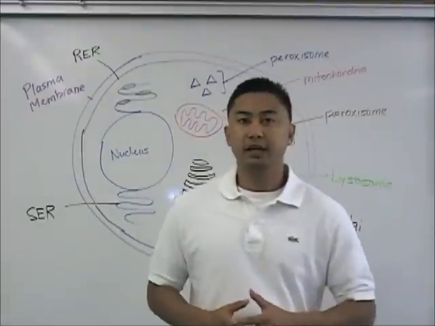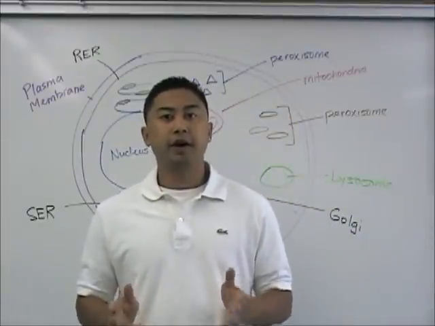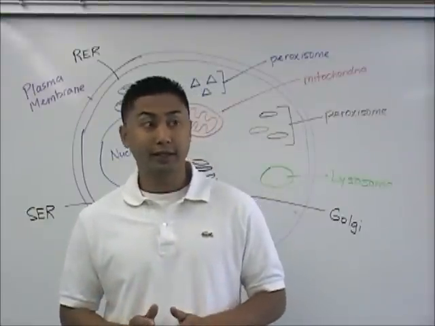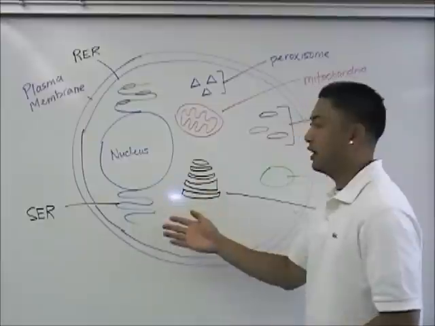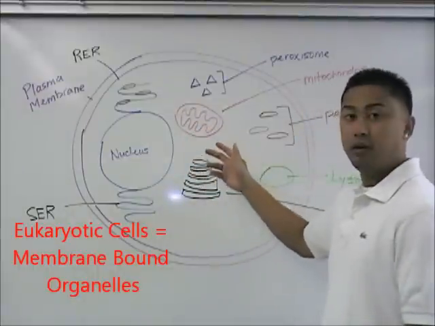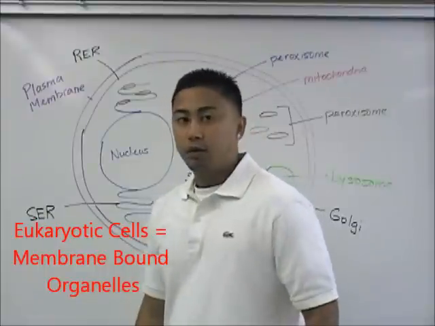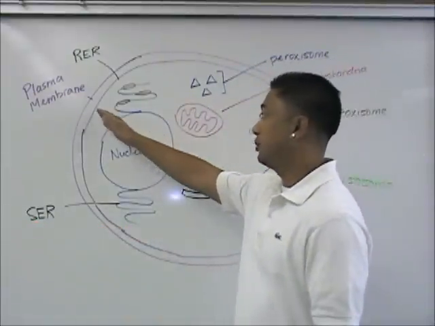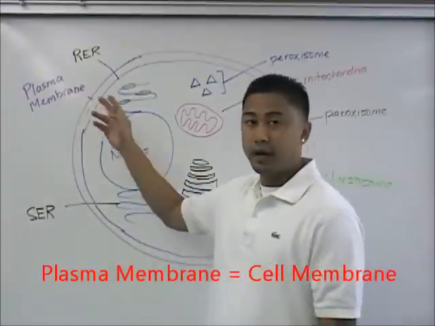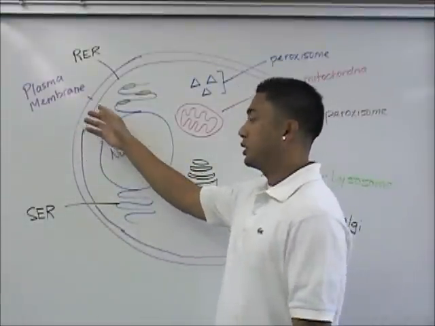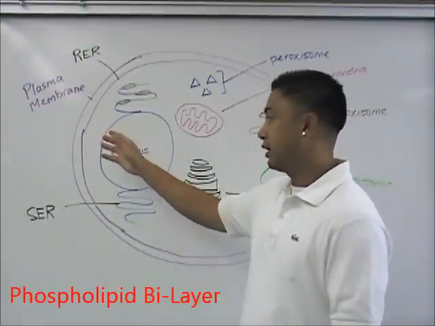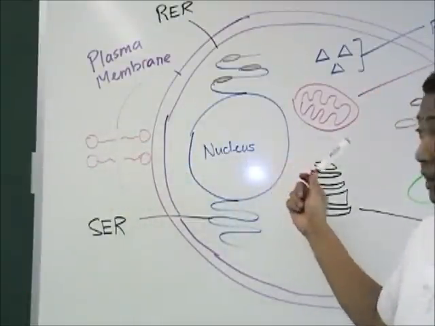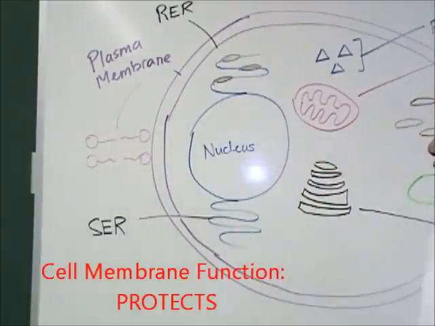Okay, now we're going to be studying eukaryotic cells. Again, one of the main differences between eukaryotic cells and prokaryotic cells is that eukaryotic cells have membrane-bound cell organelles. Okay? We're going to be talking about the different parts of the eukaryotic cell, such as the plasma membrane. The plasma membrane, as you remember from last time, is composed of a phospholipid bilayer. It separates the outside from the inside, which protects stuff in the inside, such as these organelles.